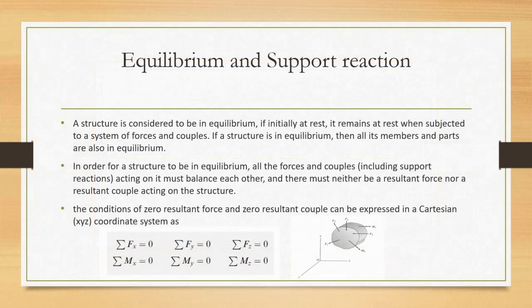Equilibrium and support reaction. In order for a structure to be in equilibrium, all the forces and couples, including support and reaction, acting on it will balance each other, and there must neither be a resultant force nor a resultant couple acting on the structure. Now, this is the basis of structural analysis, and you can see these six equations here. These are the equations you use to analyze a structure that is in 3D, or in Cartesian XYZ coordinates system. Basically, these are the equations you use to analyze a body in 3D.